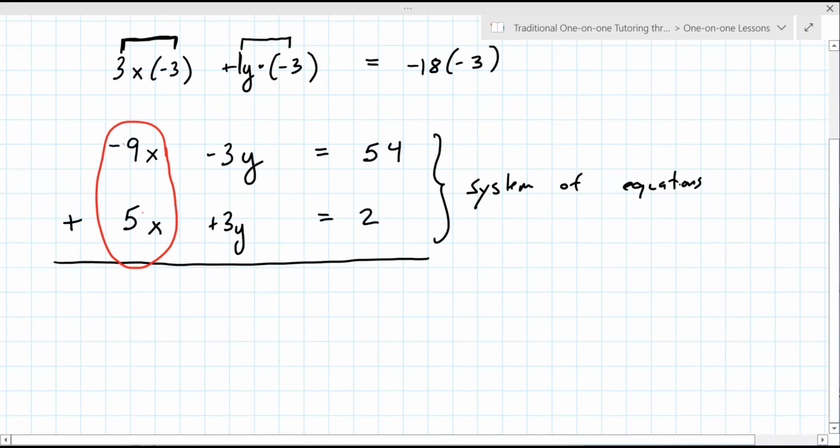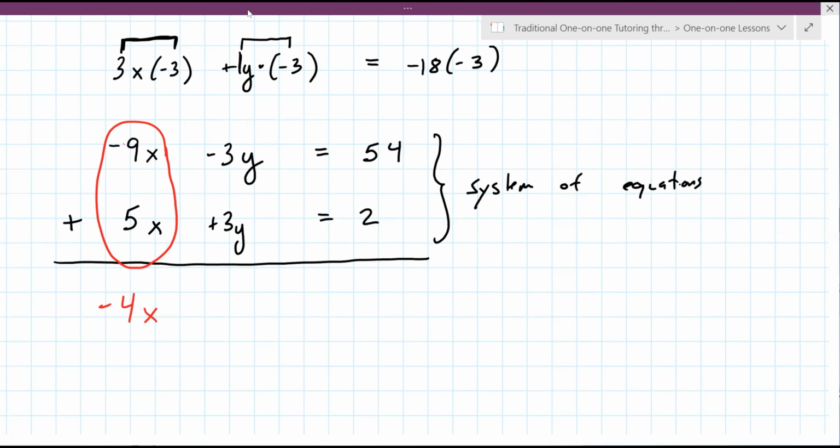So sometimes, think about it in terms of money. You owe your friend $9. You give him $5. How much do you still owe your friend? 14. No, you owe him 9, you give him 5, and you end up still owing him 4. So -4.